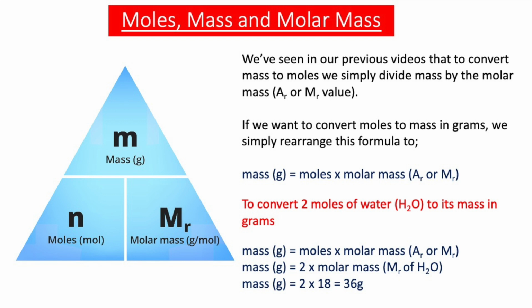So if we wanted to convert 2 moles of water, H2O, to its mass in grams, all we would do is moles times molar mass. The molar mass is the MR value of water, which is 18. So the mass in grams of 2 moles of water is 2 times the molar mass, 2 times 18, which would be 36 grams. And this formula triangle can be used to help you understand the relationship between moles, mass and molar mass.